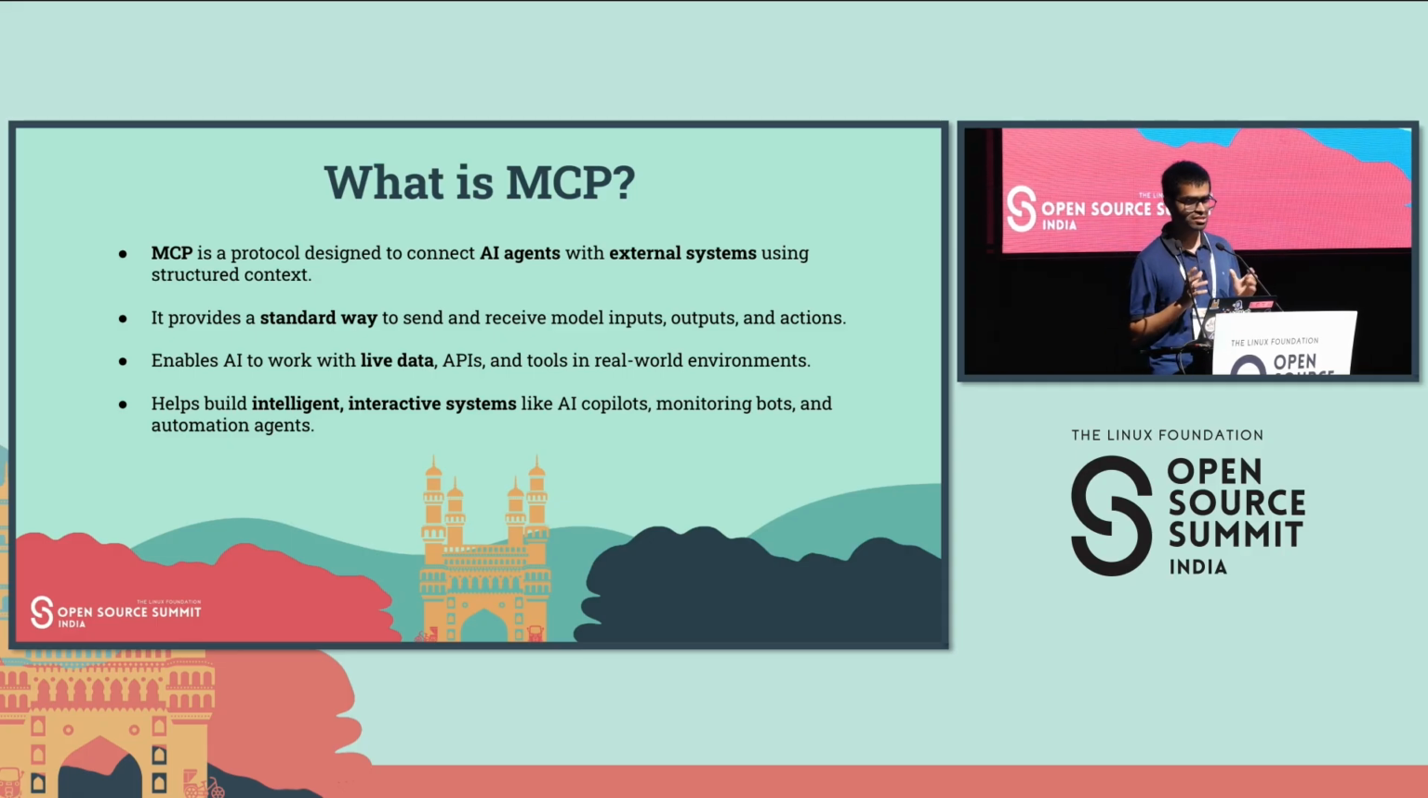So the entire idea is that MCP is this protocol that allows AI agents or LLMs to connect with external systems. So whether it's getting access to your logs or an API or a database, it provides a very standard way of sending and receiving model requests and responses in structured JSON format, and it allows you to connect with live data.